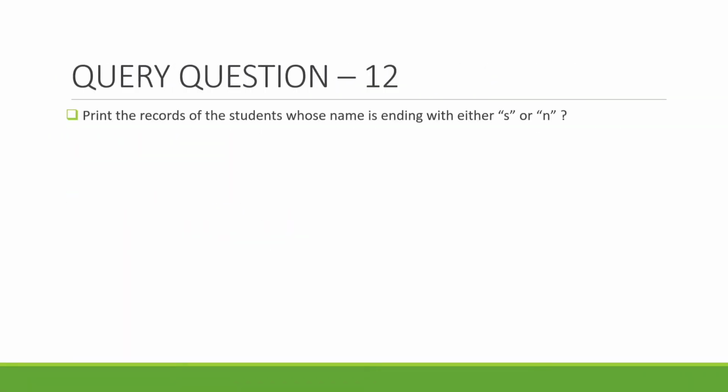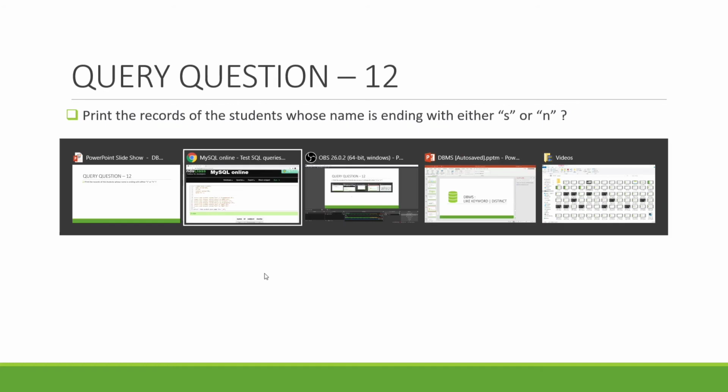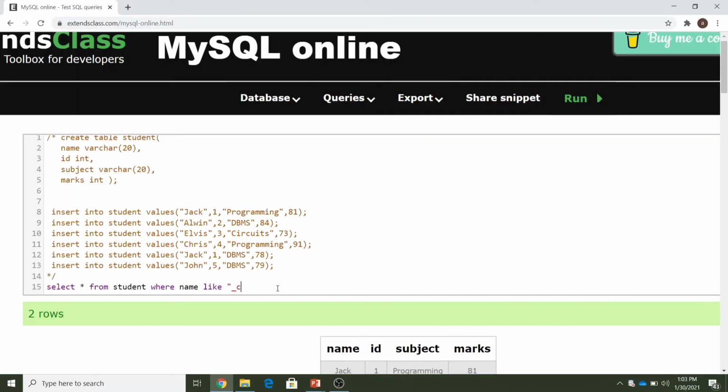So if I talk about a question based upon this logical operator, it says we need to print the records of the student whose name is ending with either S or N. In the question itself, it is very clear that we need the OR keyword to apply two different conditions in it, right? So let's come back to our editor.